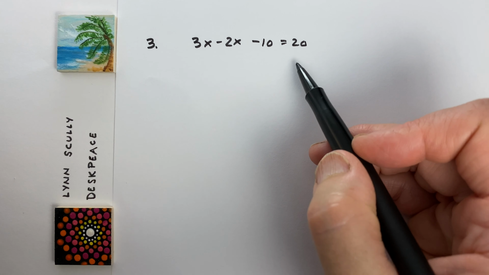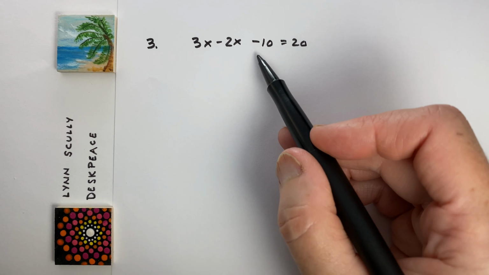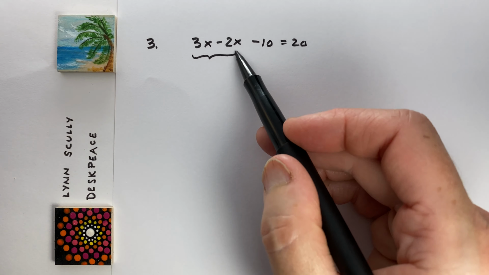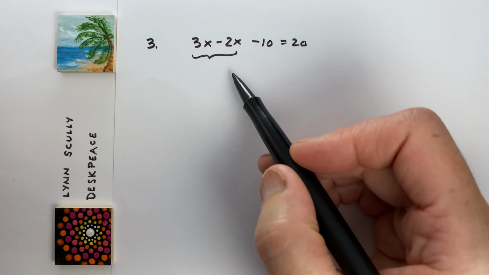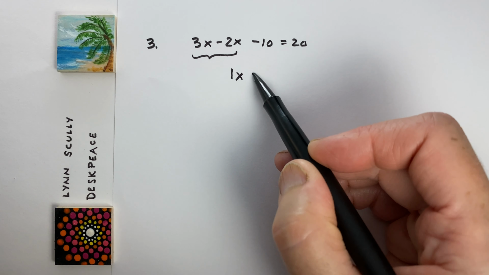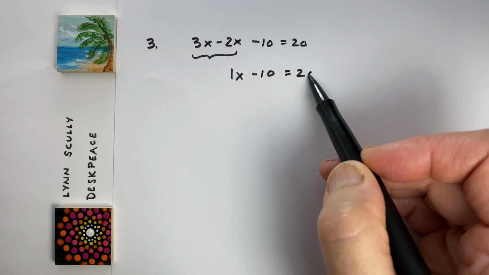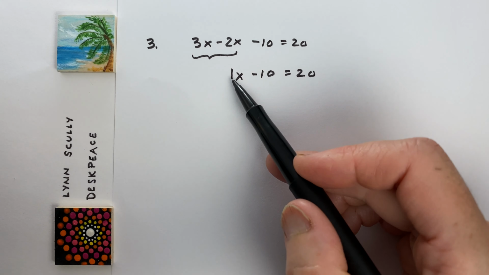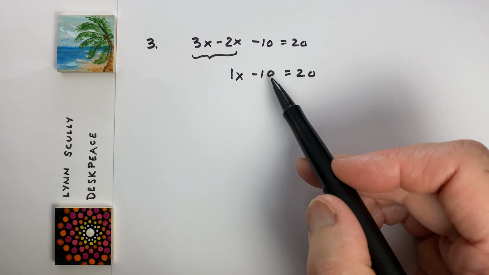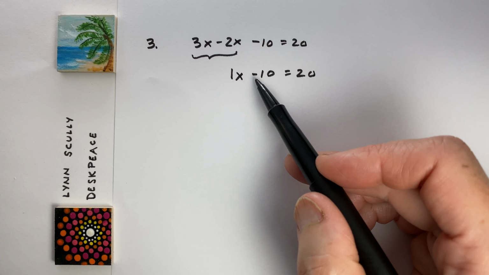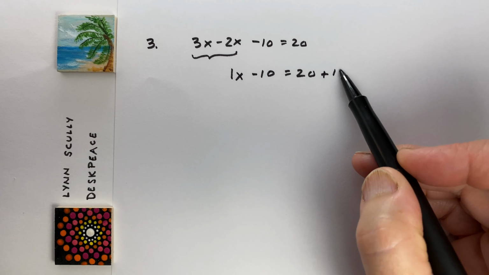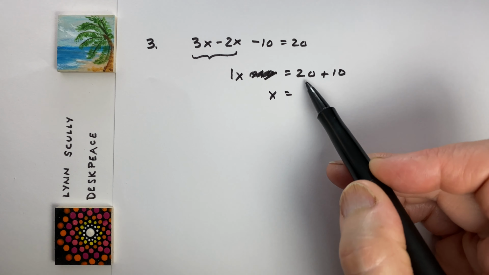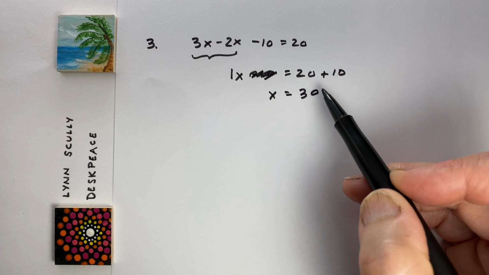Number 3, 3x minus 2x minus 10 equals 20. I want to get x alone. First I have to combine like terms. 3x minus 2x leaves 1x. Minus 10 equals 20. I want to get x alone. I have a 1 attached. That really doesn't matter because it's just 1x. And I have a 10 attached by subtraction. To undo subtraction, you add to the other side of the equal sign. And I have x equals 20 plus 10 is 30.